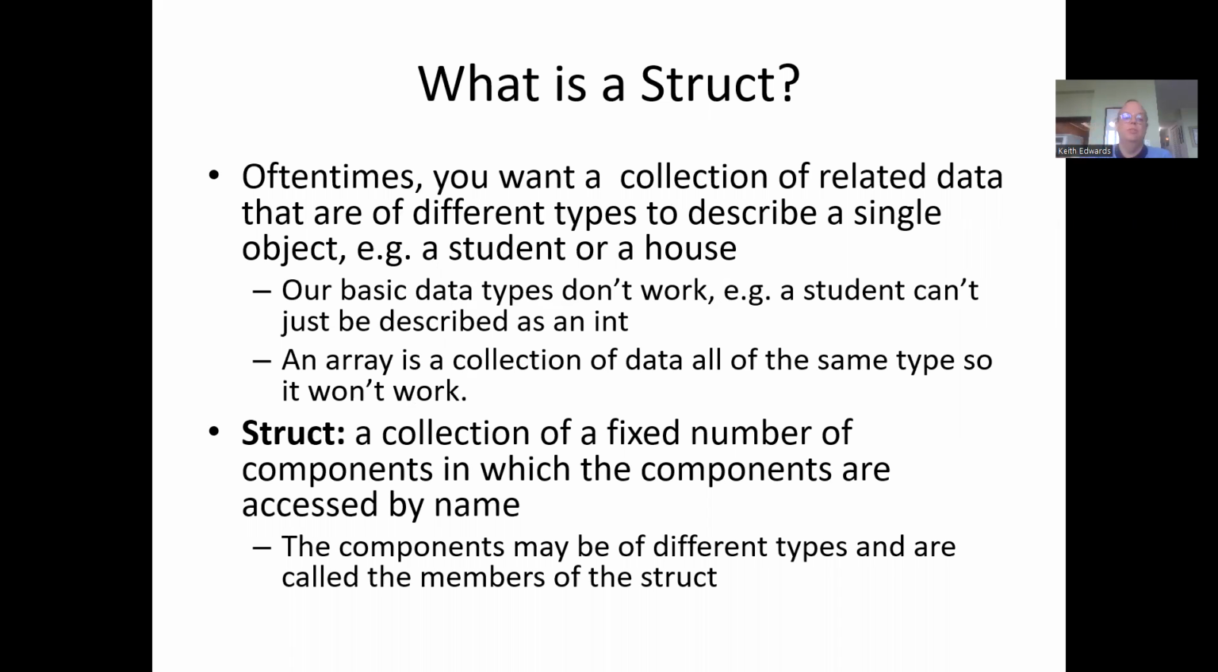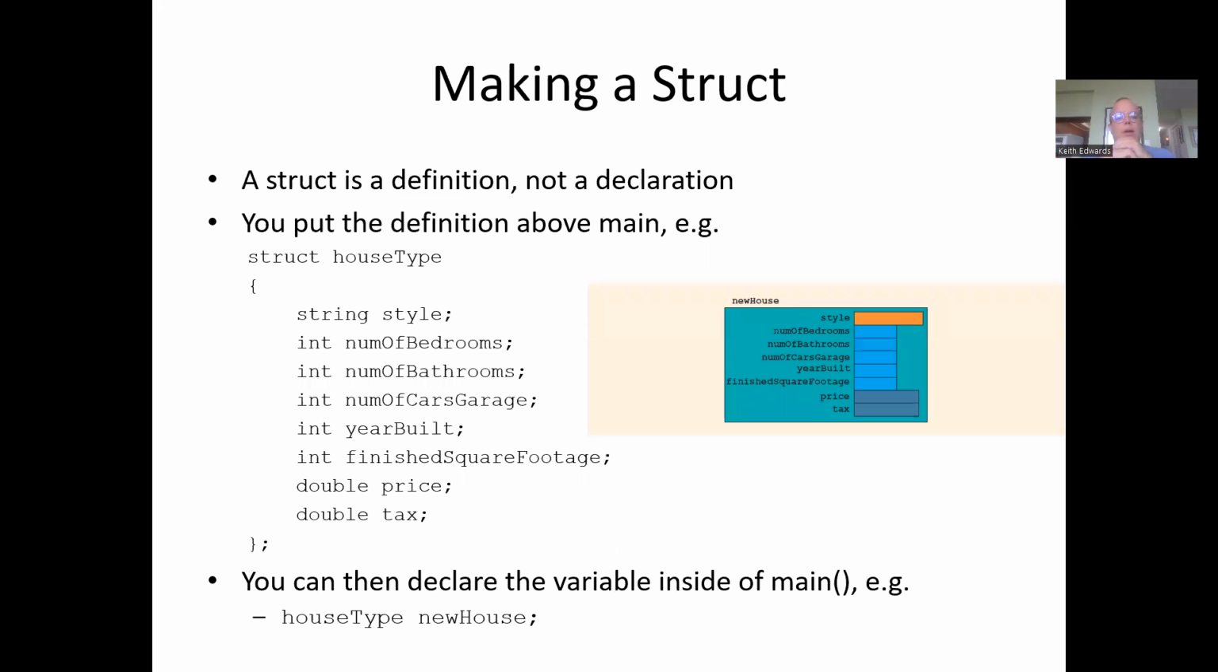So what we use is a struct. A struct is a collection of a fixed number of components, which are accessed by name. And these are usually of different types. And those different variables are called the members of the struct. So a struct is a definition, not a declaration. So we typically put them above main.